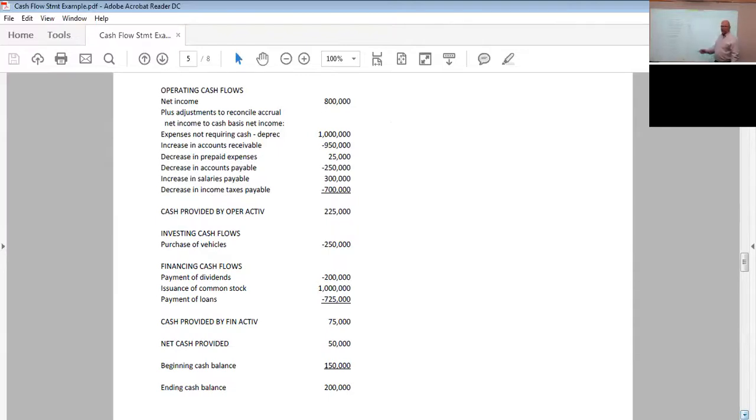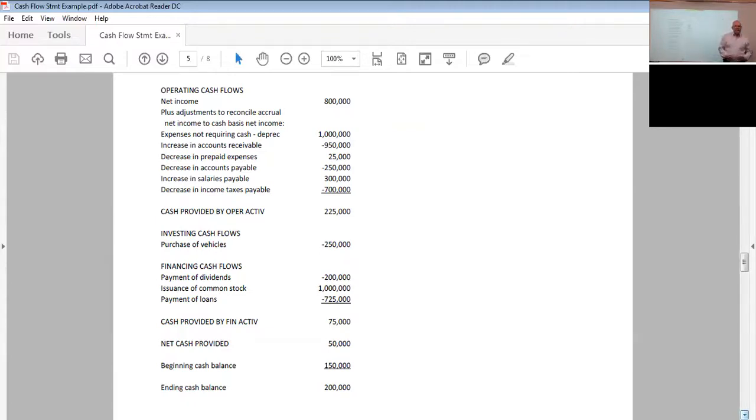Then we look at the changes in the current assets and current liabilities. Accounts receivable went up, so that's a negative effect on cash. Prepaid expenses went down. That's a positive effect on cash. Accounts payable went down. That's a negative effect. Salaries payable went up, that's a positive effect. Income taxes payable went down, that's a negative effect. We total that up, we get cash provided by operating activities of $225,000.